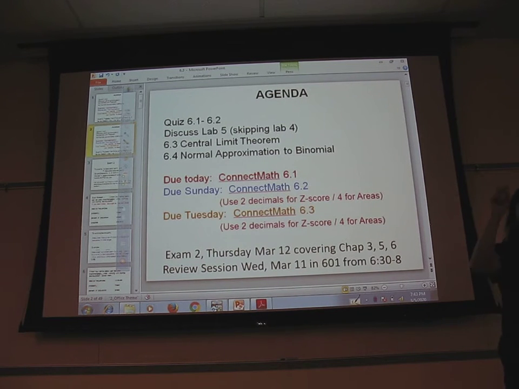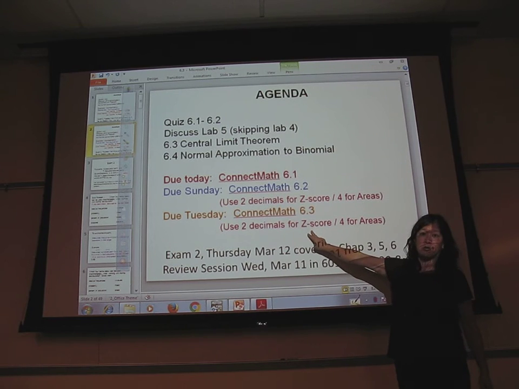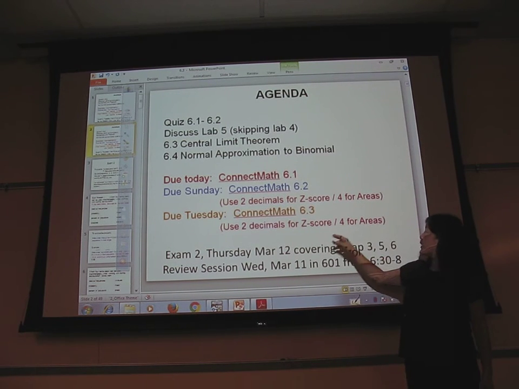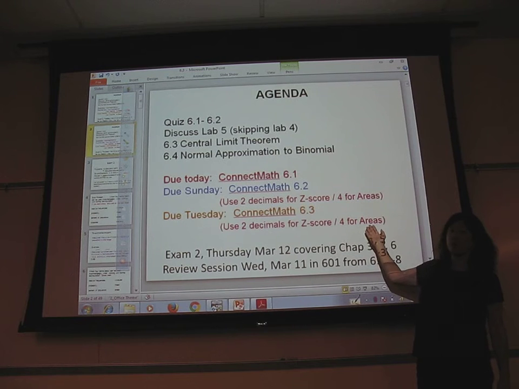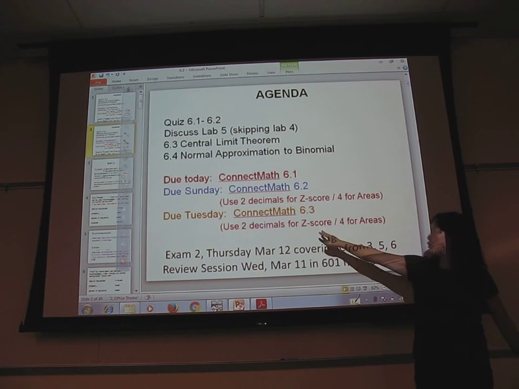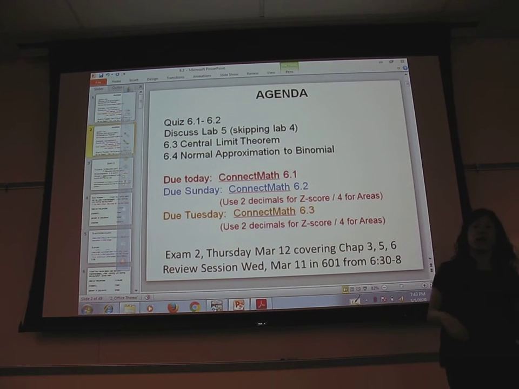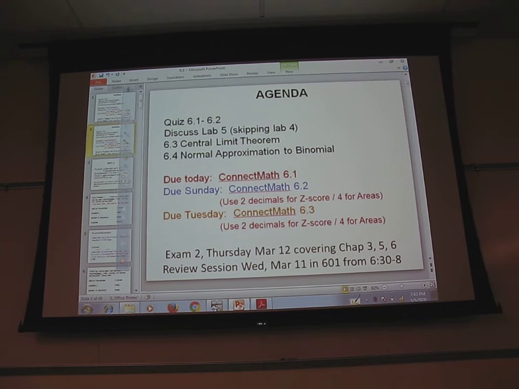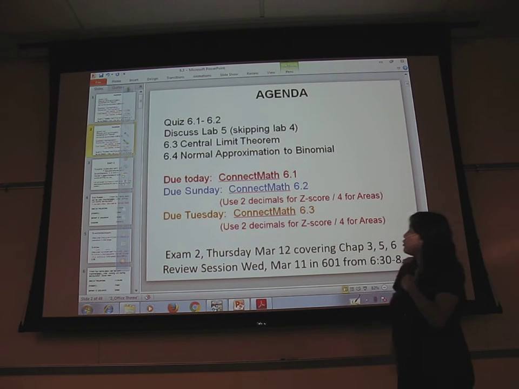So just use 2 decimal places for your Z-scores, and round your areas to 4 decimal places. So round to 2 for Z's, round to 4 for areas. It's written in the title of the actual homework assignment, so you can remember to do that. Because otherwise it will be marked wrong, and you'll be trying to figure out why. It's because it's assuming you're using a table, which is rounded to those places. Okay, good.